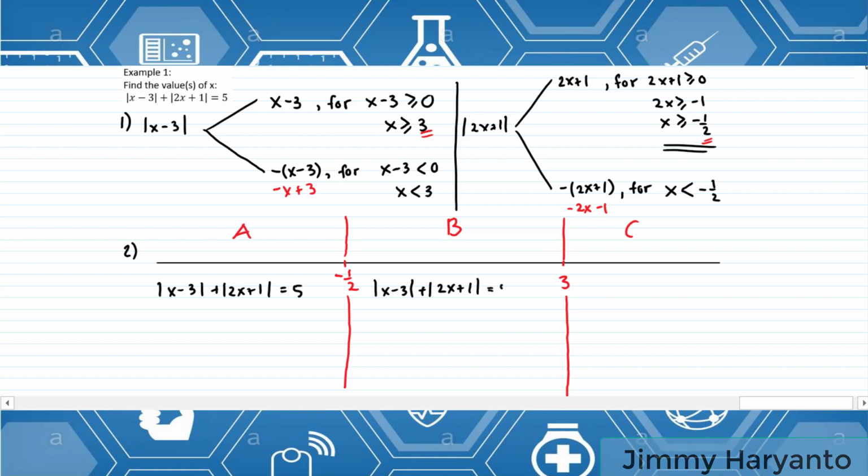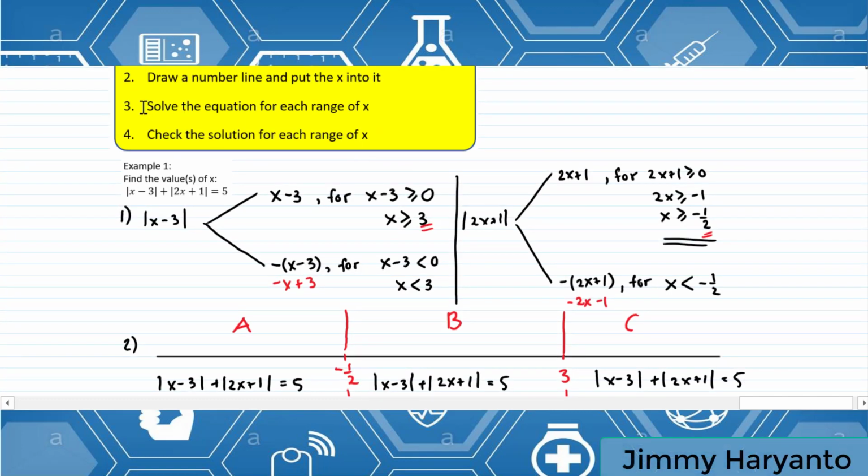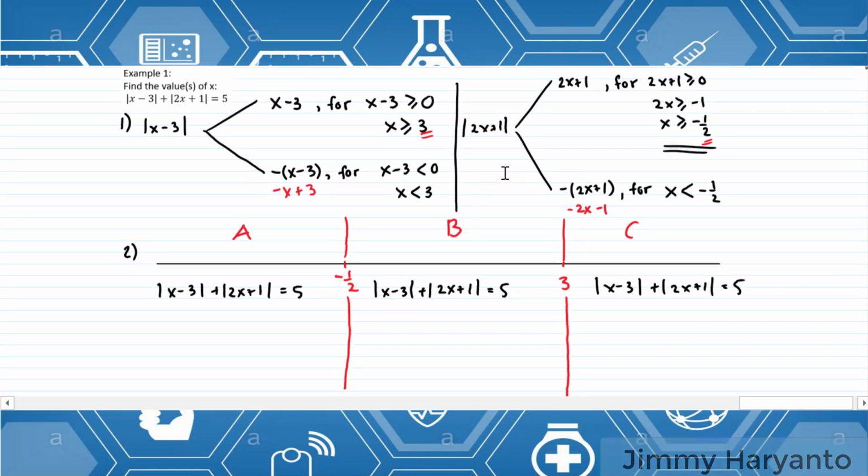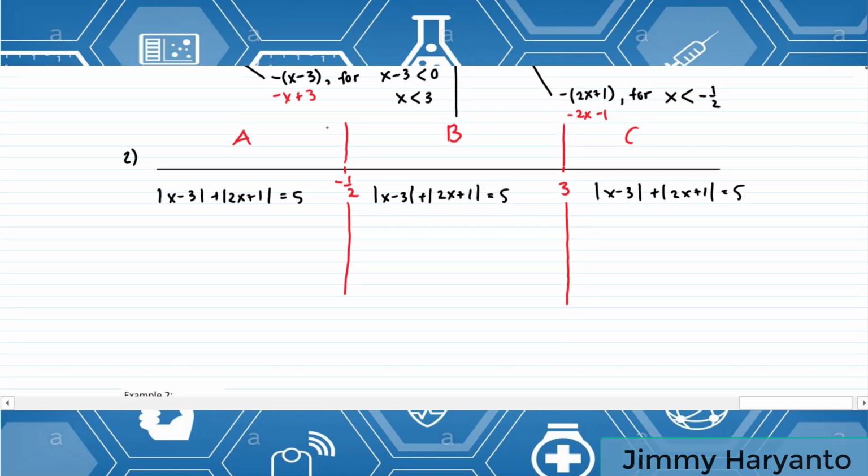Plus 1 equals 5. For room C, I write the equations like this. Okay, so we are already at the second step. Now we go to the third step: solve the equation for each range of x, for each room. Okay, so how do we solve it?